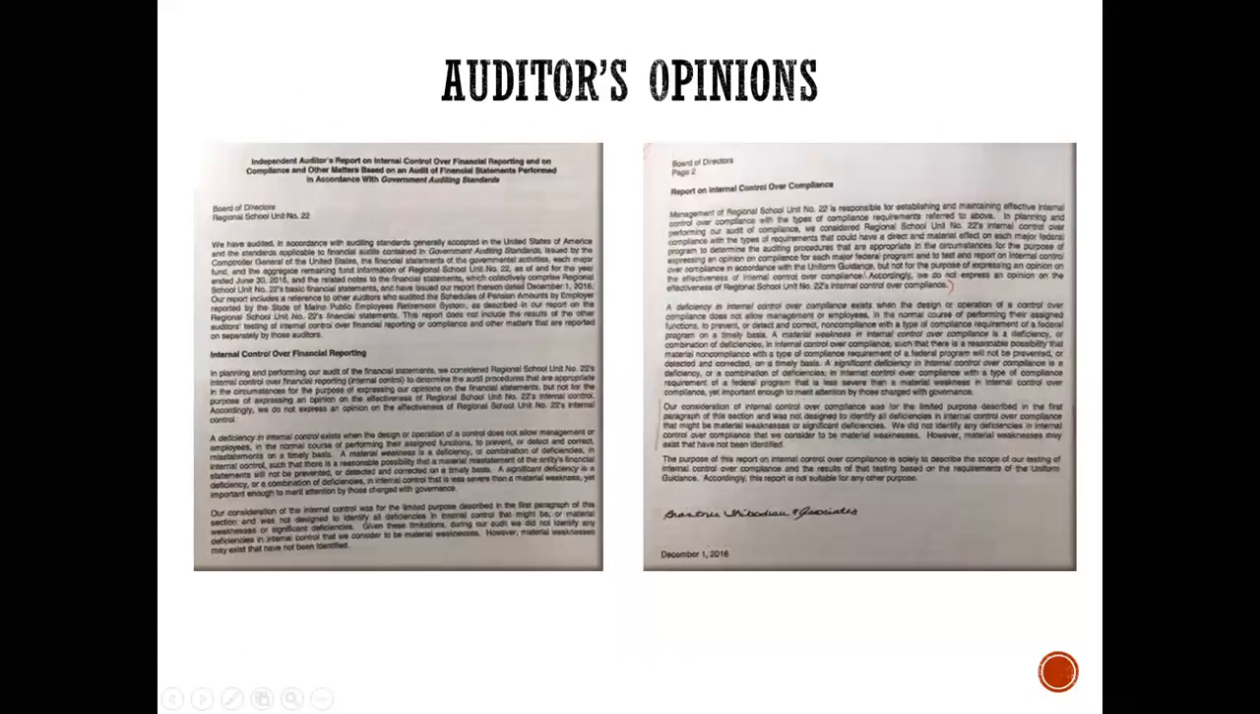When you look here, internal control over financial reporting, it talks about what a deficiency is, which you see in the paragraph down here. When they're planning the audit, this paragraph right here talks about considering Regional School Unit 22's internal control over financial reporting in terms of the audit procedures. That's what they used. And it's for the purpose of expressing opinions on the financial statements, but not for the purpose of expressing an opinion on the effectiveness of Regional 22's internal controls.